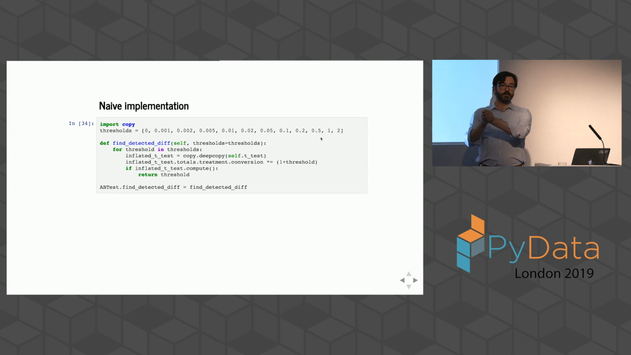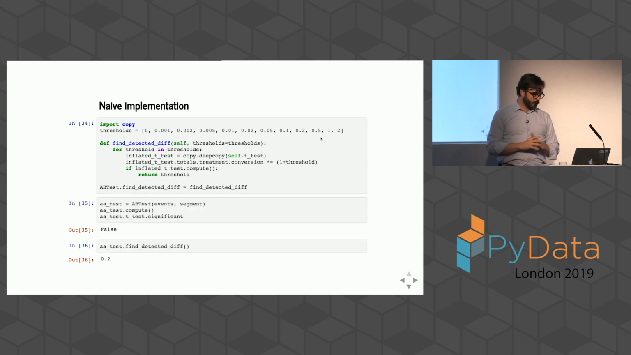You copy the results of your test, and you say, is that test with that little boost of 0.1%, 0.2%, is it significant? And as soon as it's significant, then you say, okay, that's a threshold where if I increase treatment by that much, I detect that there's a difference. Does it make sense? Yeah? No? Let's look with an example.